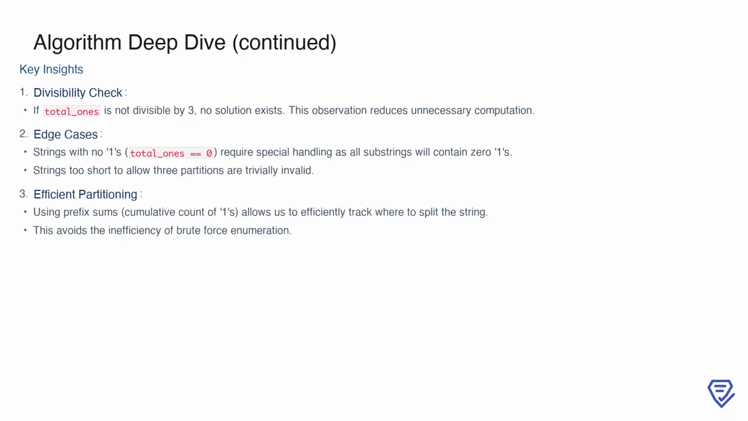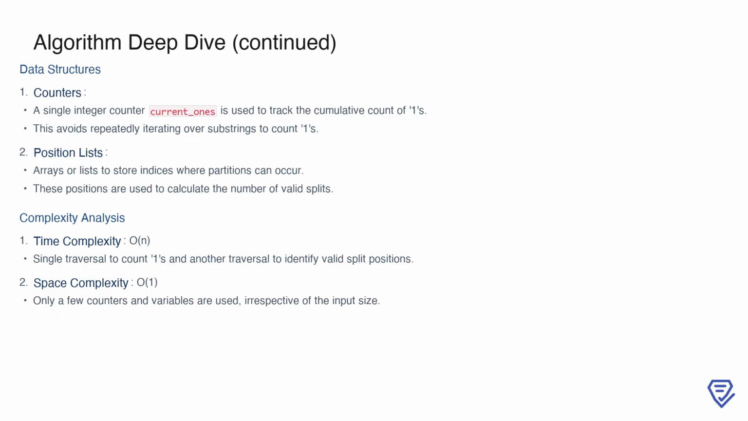By leveraging these insights, we can solve the problem in a way that is both efficient and easy to implement. To implement this algorithm, we use a few key data structures and techniques. First, a single counter, current_ones, is used to track the cumulative count of ones as we traverse the string. This avoids the need to repeatedly iterate over substrings to count ones, saving time.